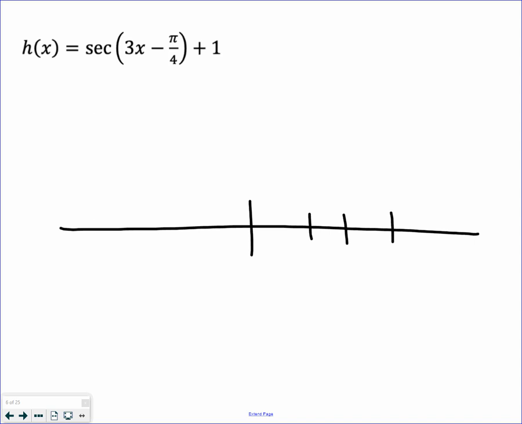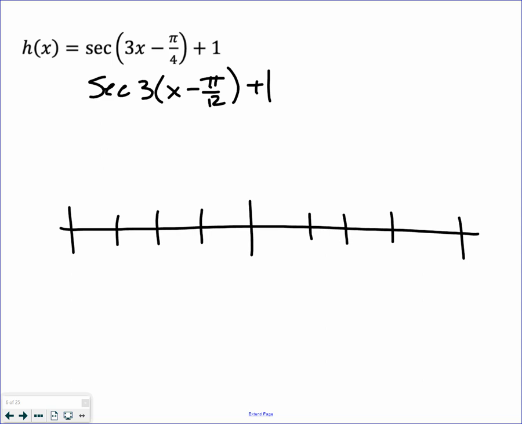1, 2, 3, 4 to the right, 1, 2, 3, 4 to the left. Now, this is challenging. This is a little more honors level. You are actually going to take out, like a GCF, the 3. So anytime there's a number in front of x that is inside the parenthesis, you're actually going to take that number out and get GCF. So the middle of this is actually pi over 12.